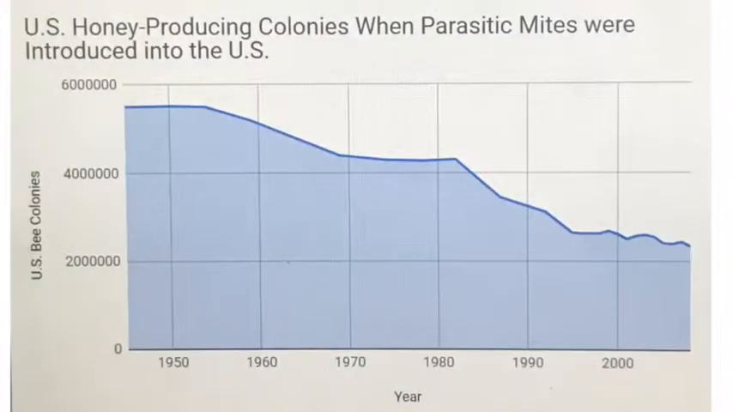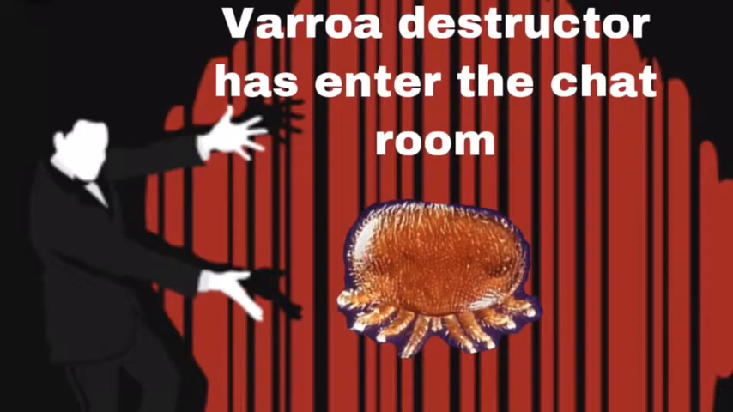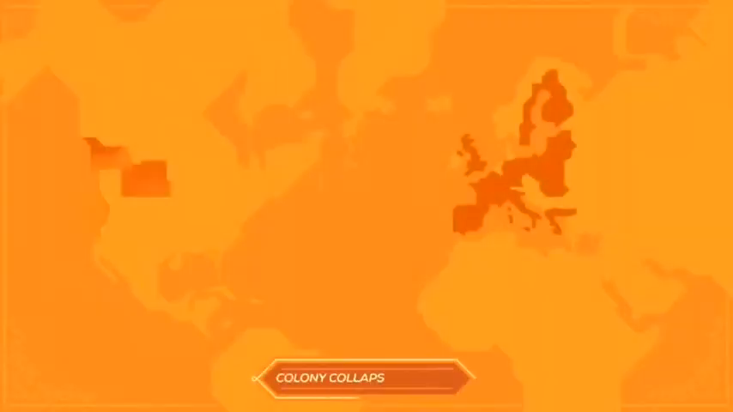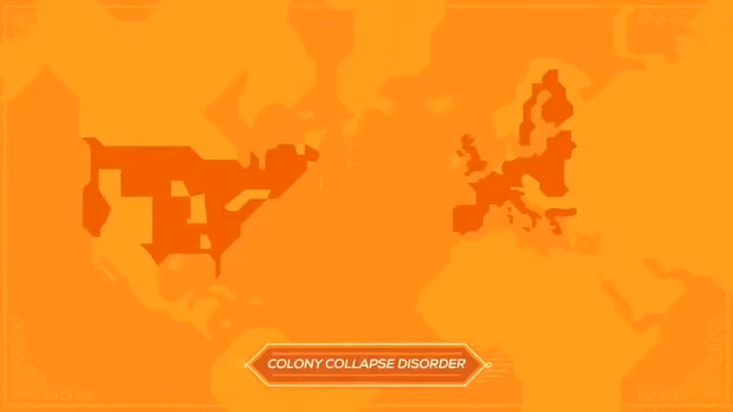Here is a line graph that shows the catastrophe of parasitic mites that were introduced in the US during 1987. After the parasitic mites were introduced to the honeybee population, about 80% of the honeybees were affected, which results in the use of the term colony collapse disorder when referring to the disruption of honeybee colonies.